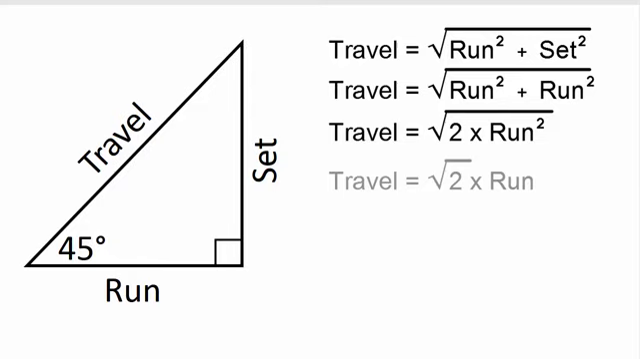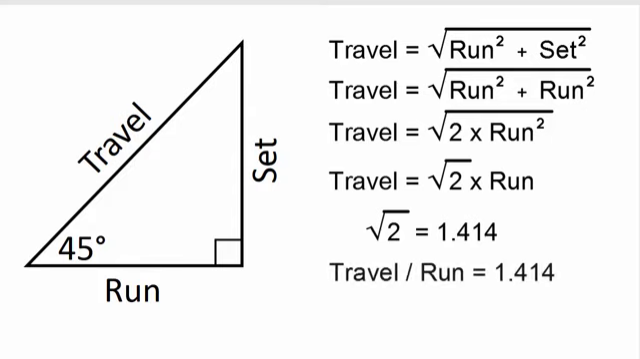So travel is equal to the square root of 2 times the run, regardless of the length of the run or set. Square root of 2 is equal to 1.414, and 1.414 is simply a ratio equal to the travel divided by the run. Run divided by travel is equal to 1 over 1.414, which equals 0.707.